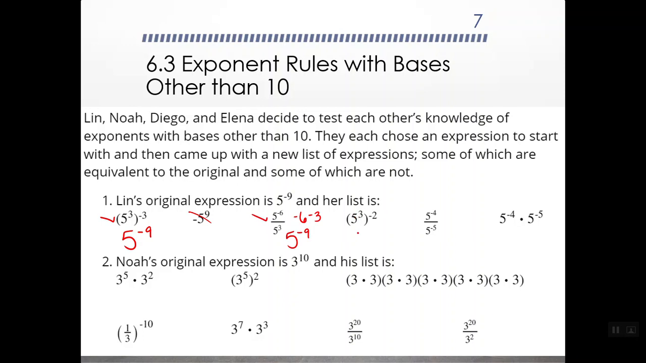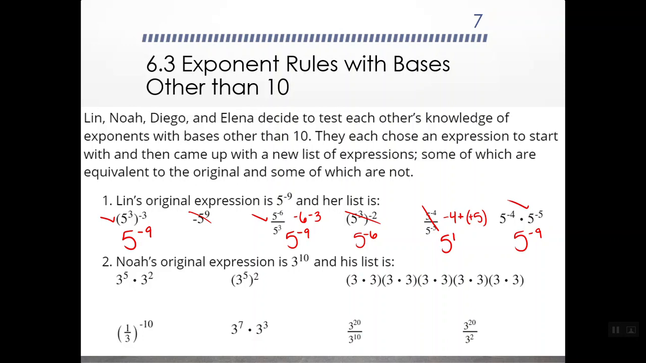Again, we're multiplying. 3 times negative 2 is negative 6, so this one does not work. When we divide, we subtract. 5 to the negative 4th over 5 to the negative 5th. We would do negative 4 minus negative 5. When you add the opposite, that actually becomes 5 to the 1st, so that does not work. And again, when you're multiplying the same base, we add the exponents. Negative 4 plus negative 5 is negative 9, so that one works.